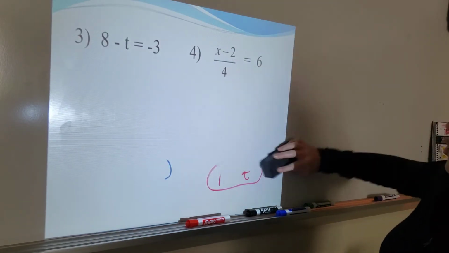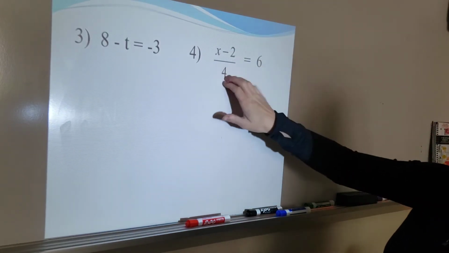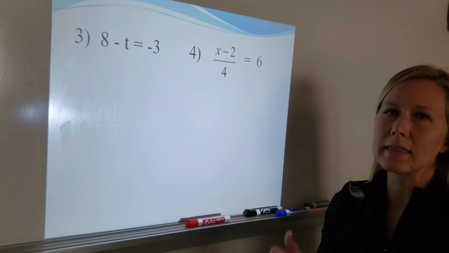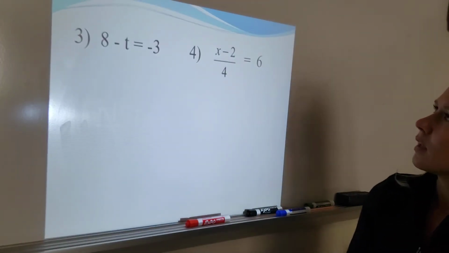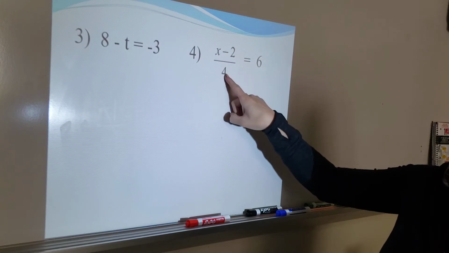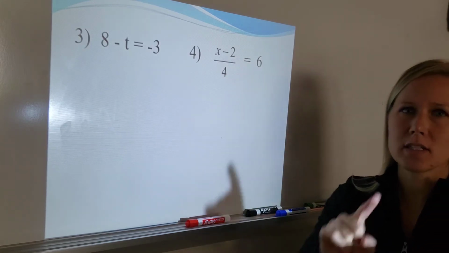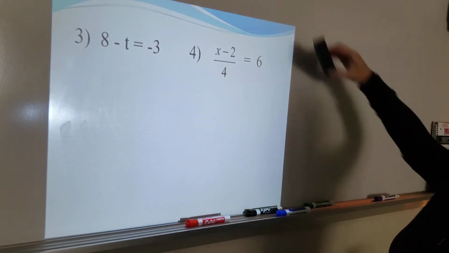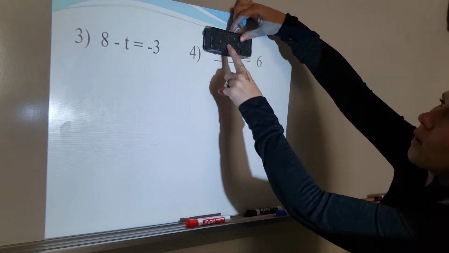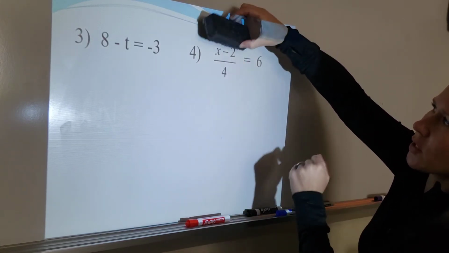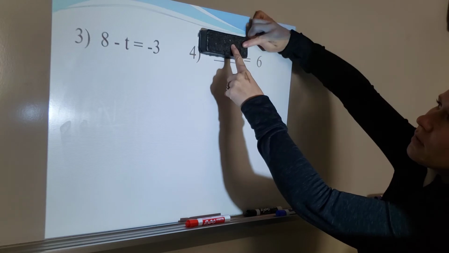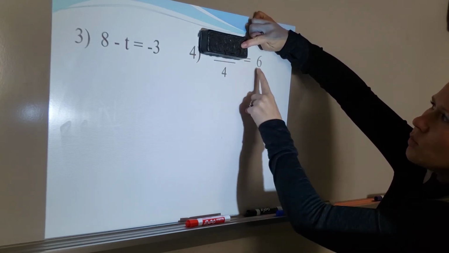All right, on 4. Haven't seen many equations that look like that, maybe a little bit in 7th grade. We have what number take away 2 divided by 4 is equal to 6. Let's cover this up. I'm going to just take this eraser right here. I'm just going to cover up the x minus 2, that expression. What number divided by 4 is equal to 6?